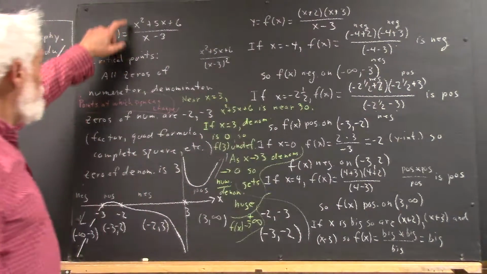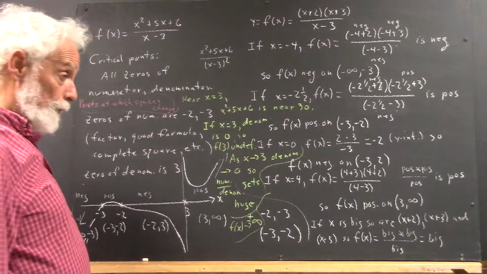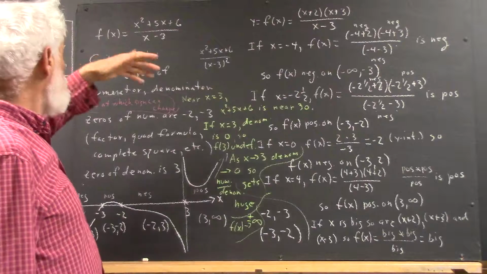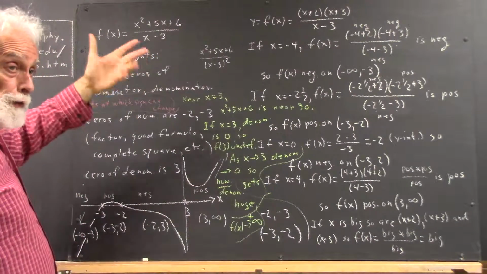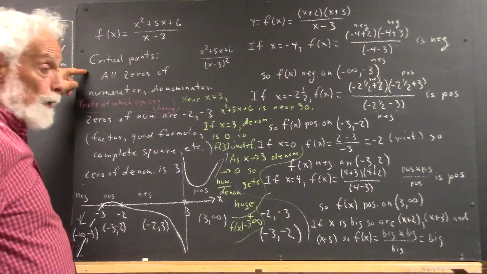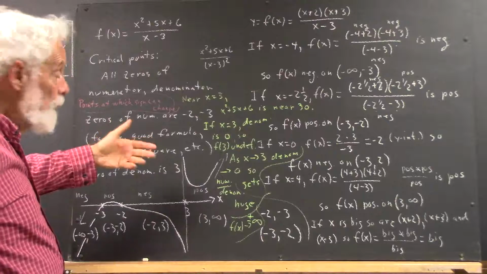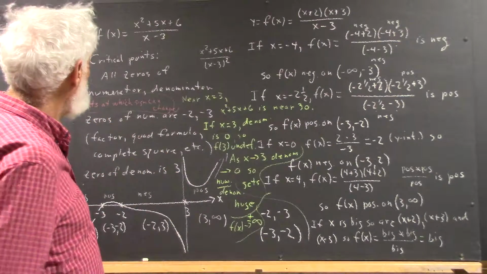Considering the function f of x equals x squared plus 5x plus 6 over x minus 3, we want to look at where this function is positive and where it's negative. Now, the critical points are the points at which the function can change sign. And we've seen that already.